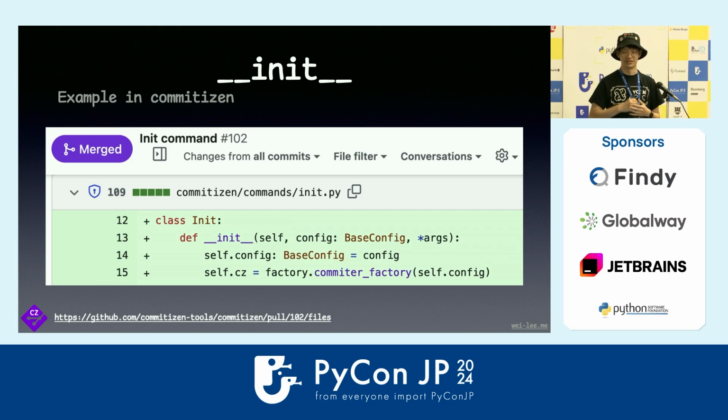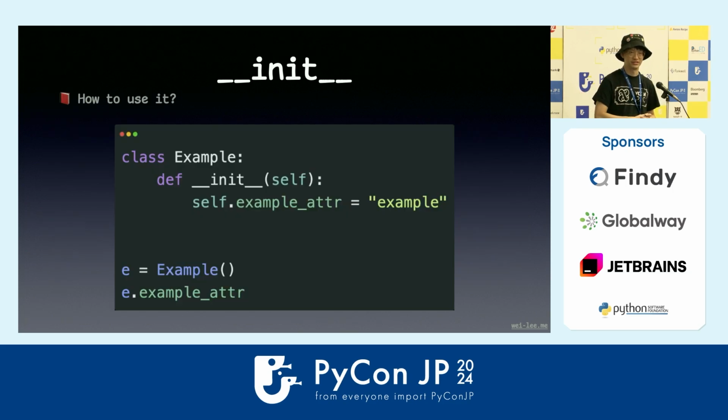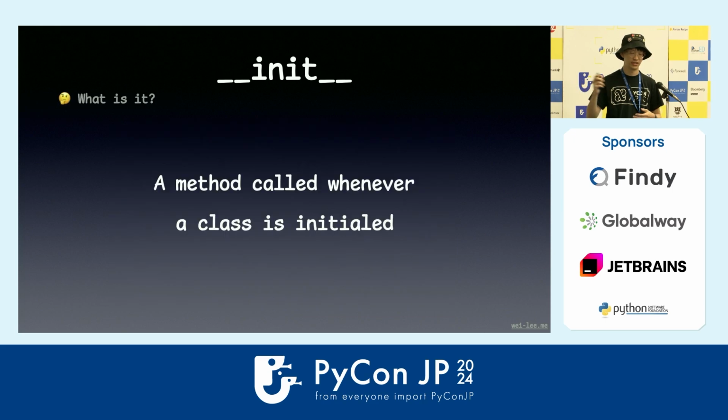So there's a Dunder init here. We are assigning some attribute as the instance attribute. This is the minimum use case of it. You create a class, use a Dunder init, and add an attribute to this instance. You can also do some operations as well. So at the end, you can see you can get the example attribute here.